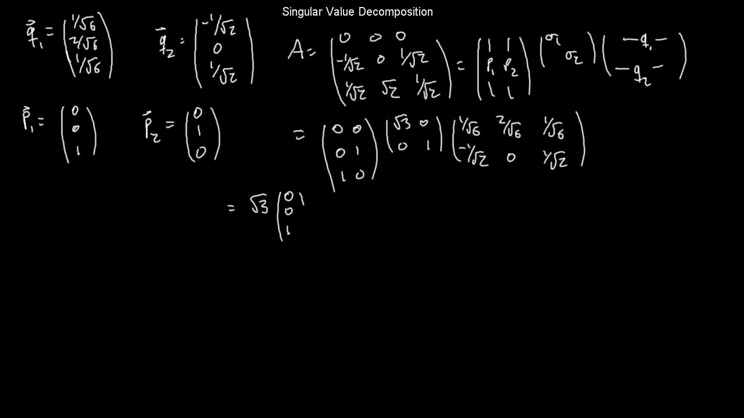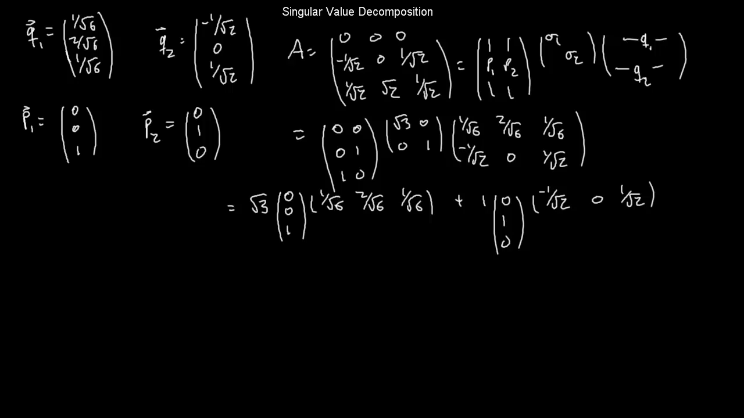The last thing I want to say is that you can write this as a sum of 2 different rank 1 matrices: root 3 times the first column of P times the first row of Q, plus 1 times the second column of P times the second row of Q. And you can check for yourself that this adds up correctly, and I'll show you later on in class why this works the way it does.